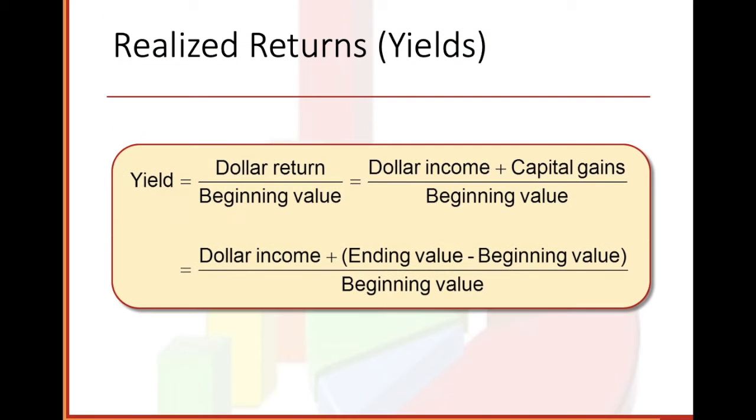So here's realized yield or returns. Yield equals dollar return divided by beginning value, or dollar income plus capital gains divided by beginning value, which also equals dollar income plus ending value minus beginning value divided by beginning value. I know that's a little bit confusing, but when we start to look at it a little bit more closely, it'll start to make sense. A lot of times these equations make sense when you put numbers in there.